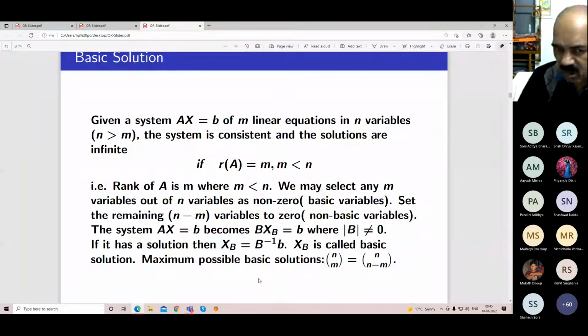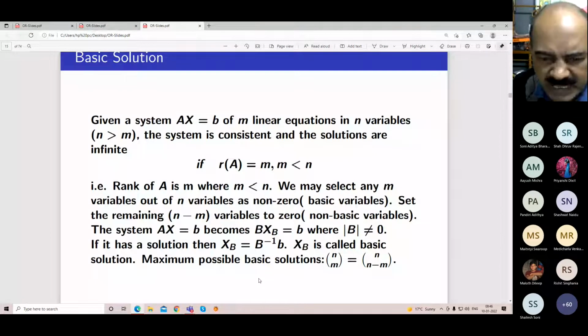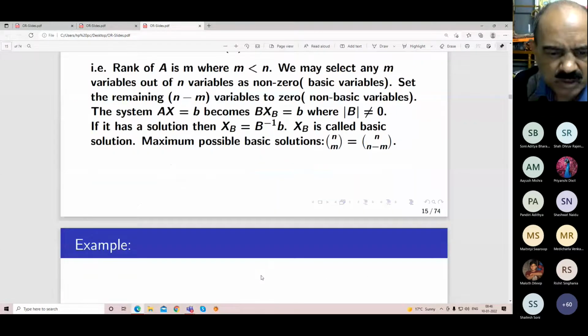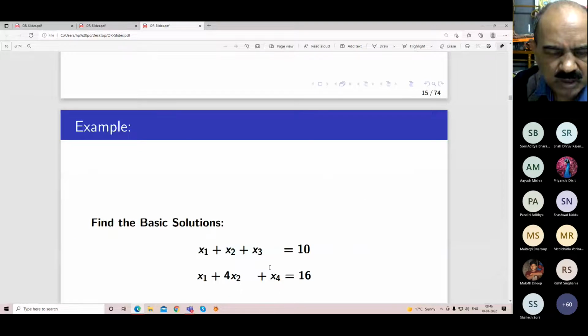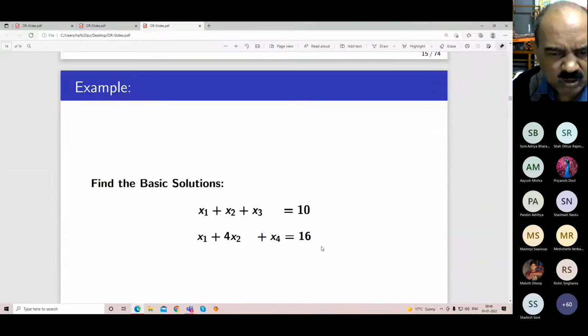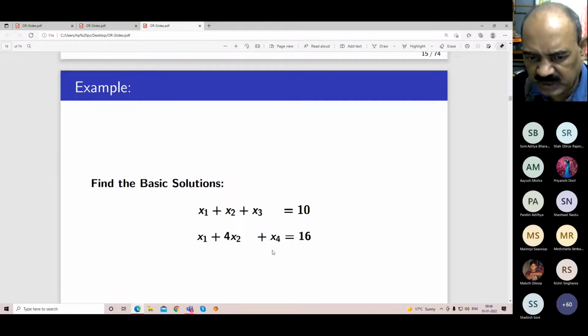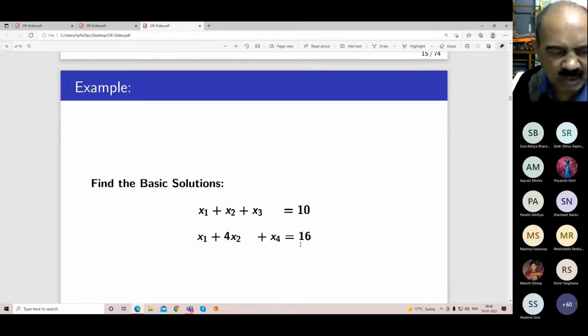So I am just citing a small example to clarify this point. See this system Ax equal to B. If you observe, there are two equations. The first one is x1 plus x2 plus x3 equal to 10. The second one is x1 plus 4x2 plus x4 equal to 16. Actually, I have considered this from a linear programming problem. Later on also, you will see that this same problem we are solving.